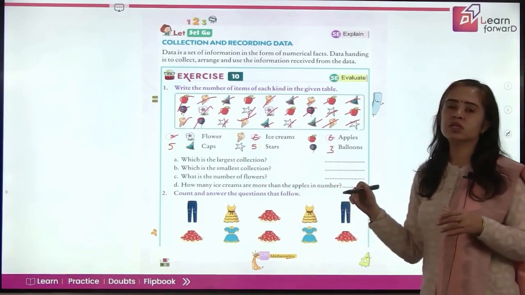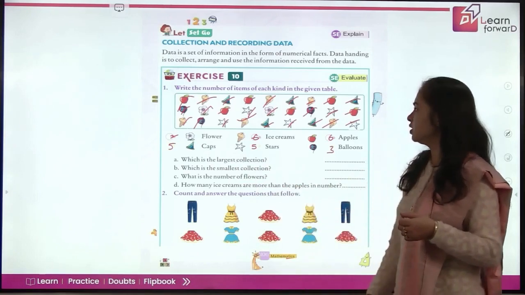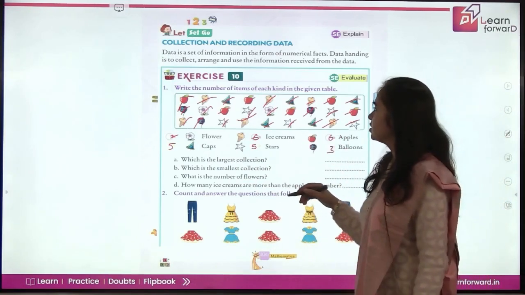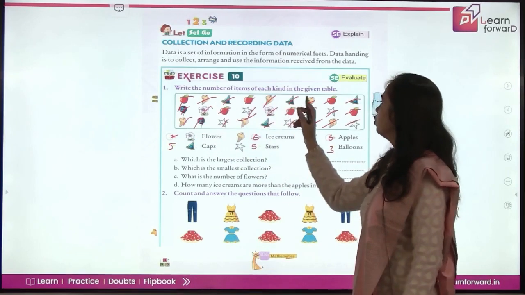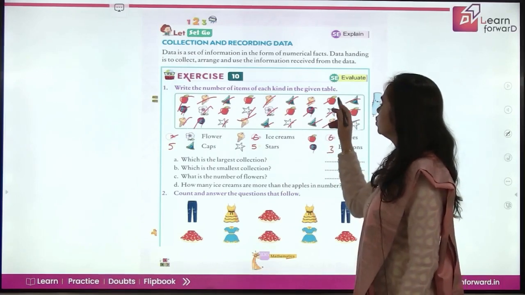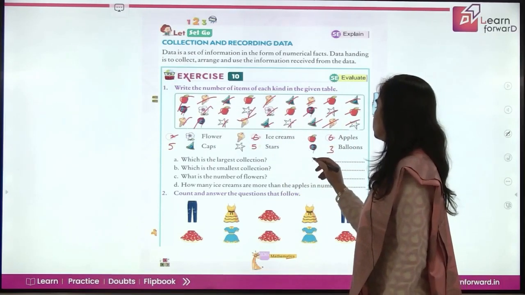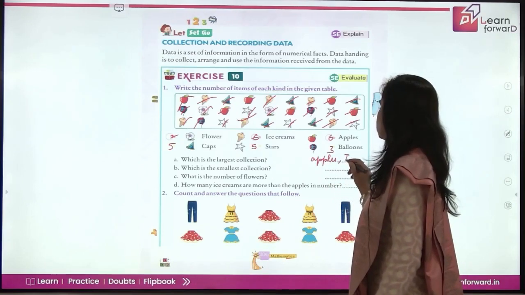Now we will be using this information to draw some conclusions. Which is the largest collection here? The ice creams and apples. Both are 6 each, right? Let us cross verify. 1, 2, 3, 4, 5, 6. And then apples also 1, 2, 3, 4, 5, 6. So both are the largest collection, apples and ice creams.